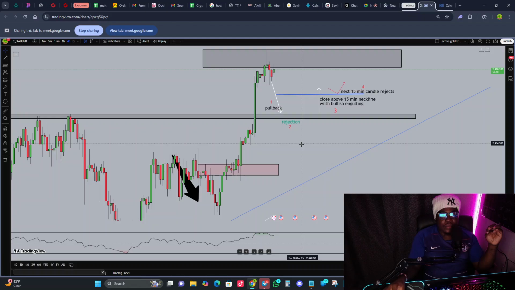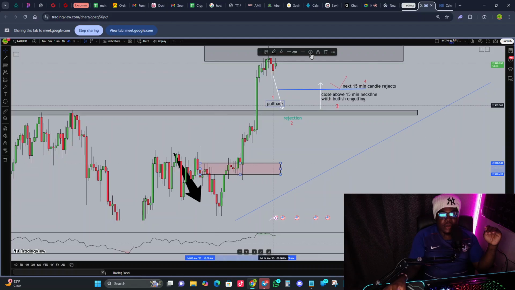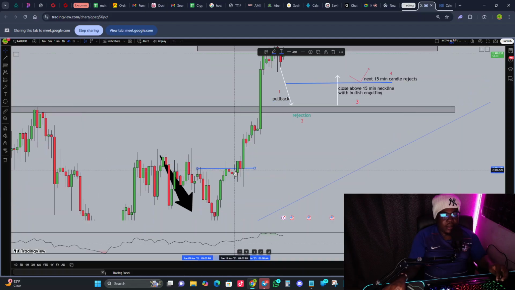Right. What you would then look for is for the market to push up with a bullish engulfing above the neckline. So what we're looking for is a bullish engulfing above the neckline. The neckline is the previous line, which will be identified by this candle here. See me? Yeah.